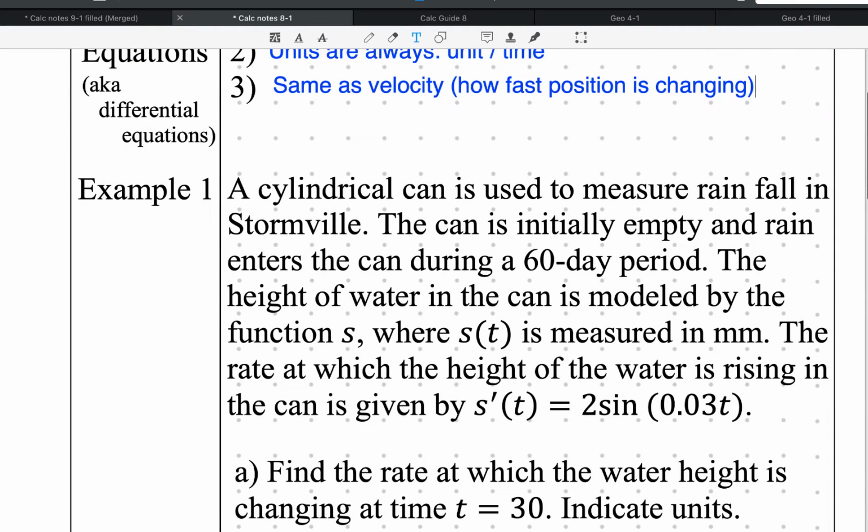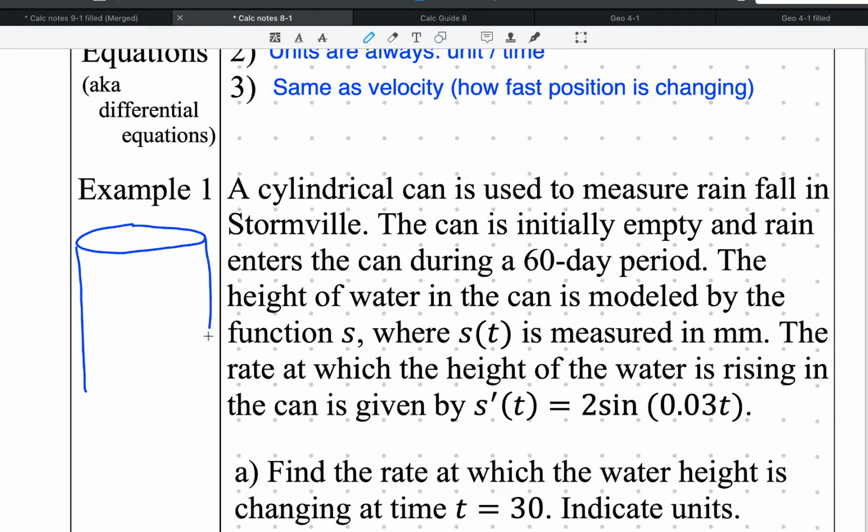All right. Fiona, can you read example 1 for us, please? A cylindrical can is used to measure rainfall and storm drain. The can is initially empty and rain enters the can during a 60-day period. The height of water in the can is known by the function S, where S of t is measured in millimeters. The rate at which the height of water is rising in the can is given by S prime of t equals 2 sine of 0.02t. There it is. Okay. Well, I'm going to draw a picture because it always makes me understand what's going on in the problem.